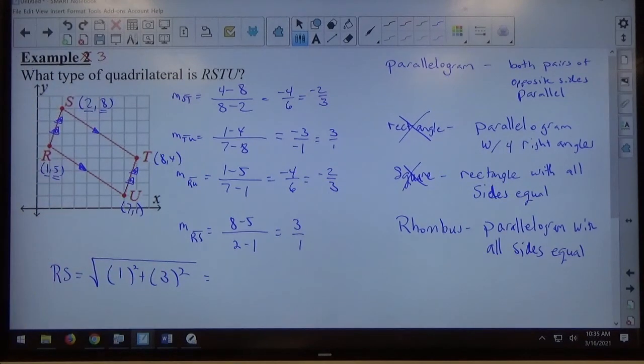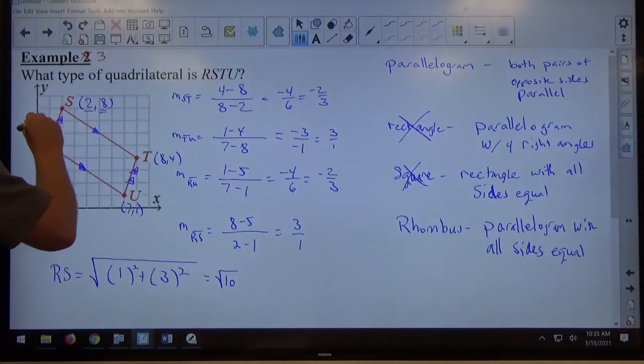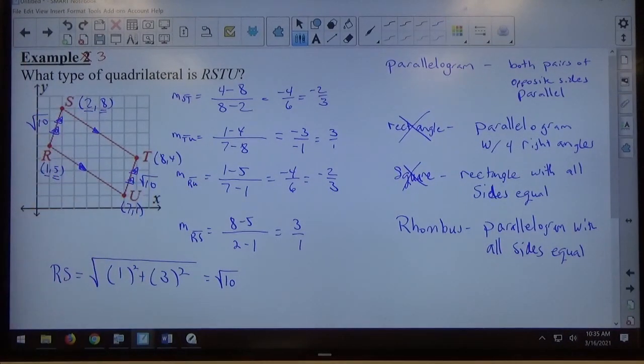That's all distance formula ever will be. How far apart are the x's of the 2 points you concern yourself with? How far apart are the y's of the 2 points you concern yourself with? 1 squared is 1, 3 squared is 9, 1 plus 9 is 10. So RS is the square root of 10, which means this is also the square root of 10, because again, it's a parallelogram, opposite sides have to be equal.